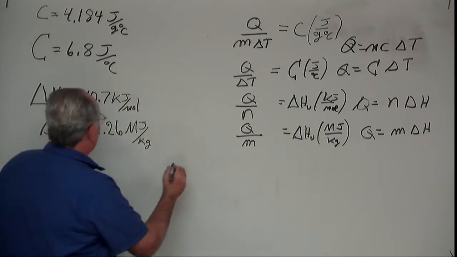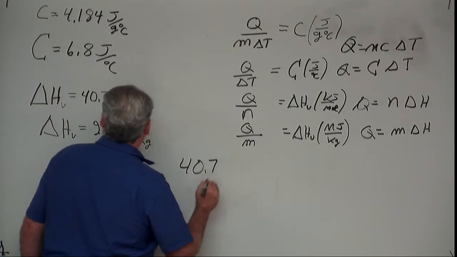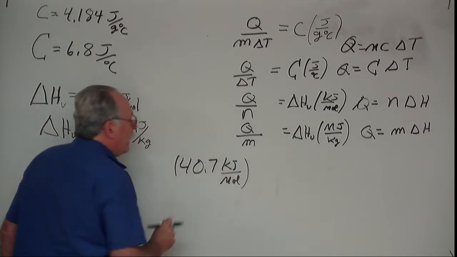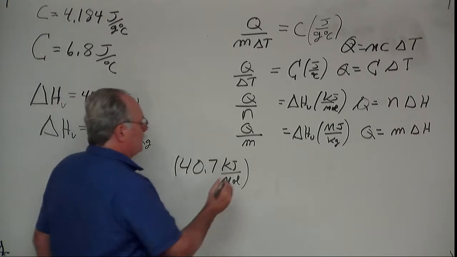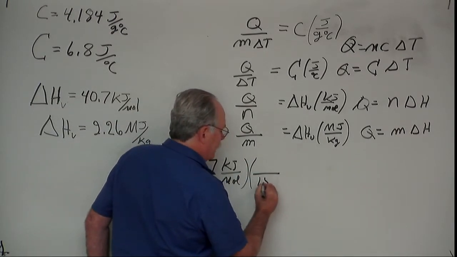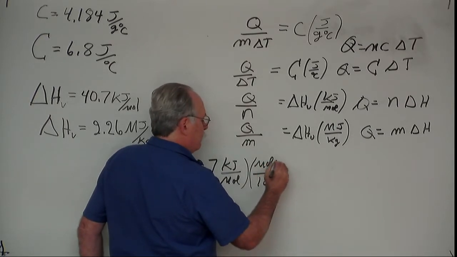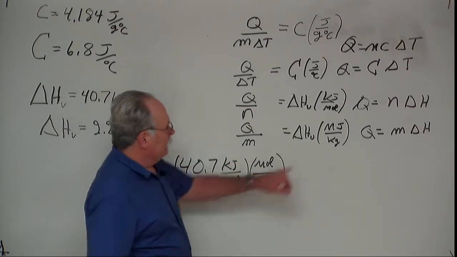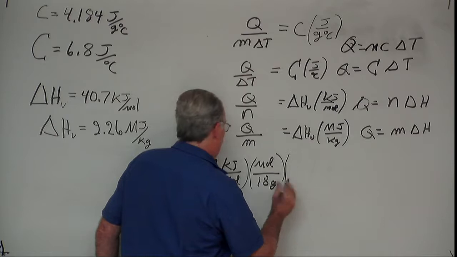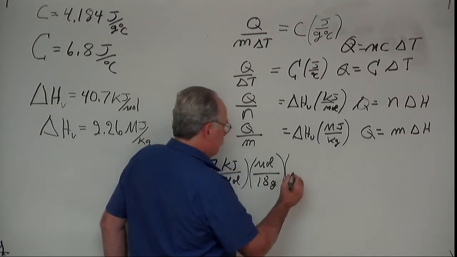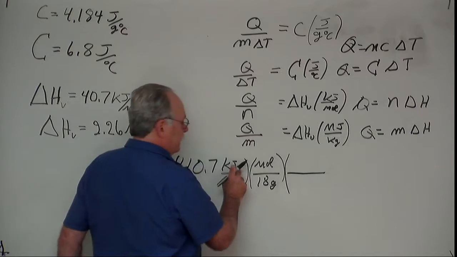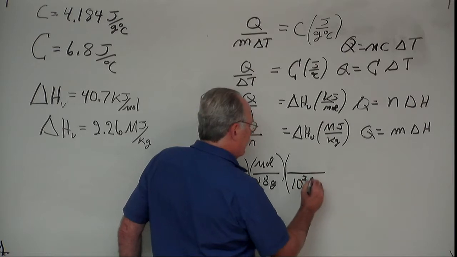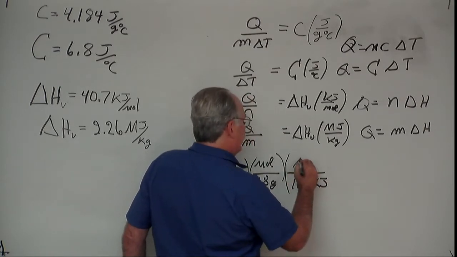So let me start with this one here. I have 40.7 kilojoules per mole, okay? Because this is for water, I know that there are 18 grams per mole, so I'll put that in the denominator, 18 grams per mole. My moles cancel. Now I have energy per mass, but these units appear to be different. So I need to convert my kilojoules to megajoules, okay? Kilo is a 10 to the third. This is 10 to the 6th. So I could go 10 to the third kilojoules is a megajoule.